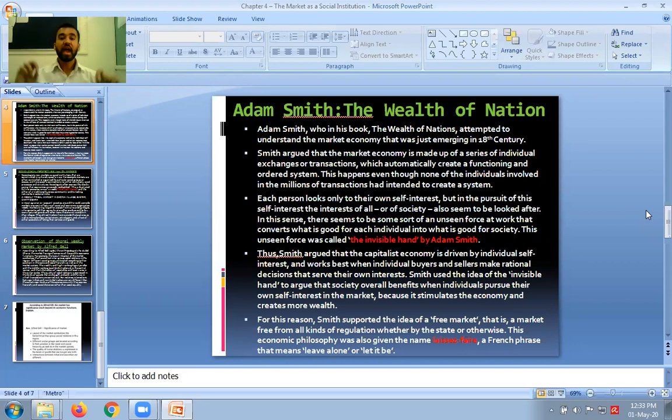And remember that everyone is working for their self-interest, right? Everyone is working for their self-interest. If someone in a shop is selling something, then obviously he has his self-interest. That's the reason he's selling his products that are there in his shop, or that are there in the market.